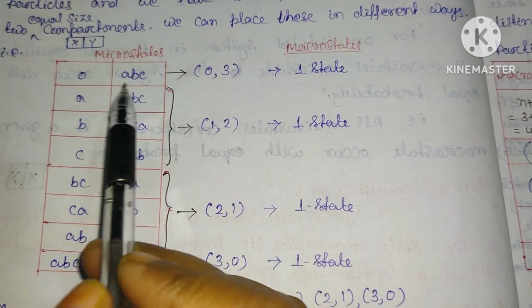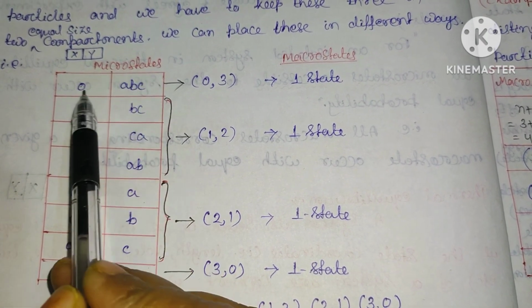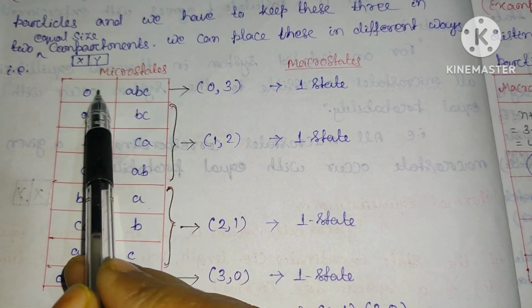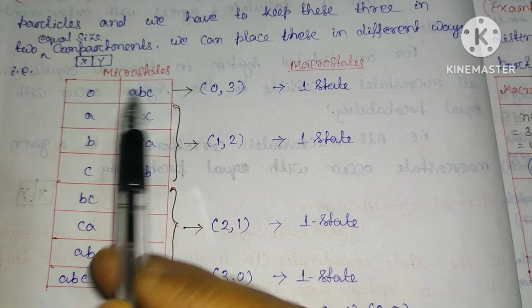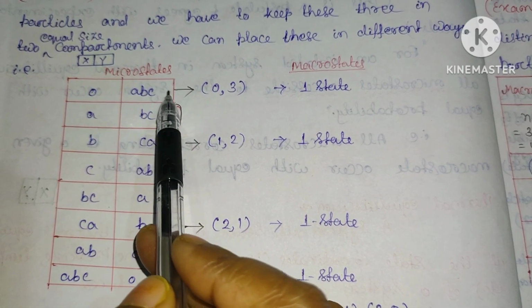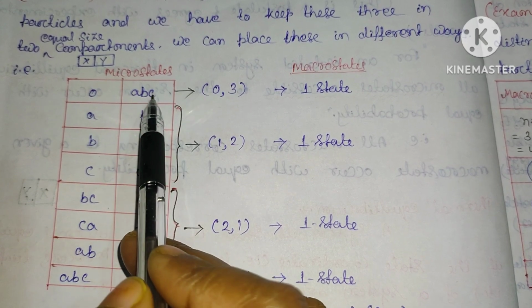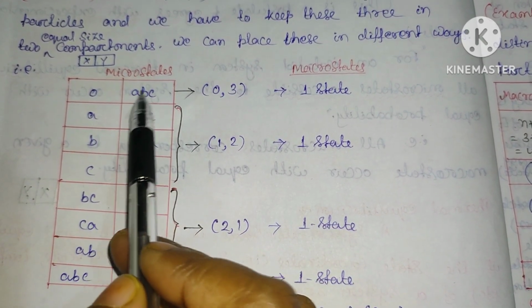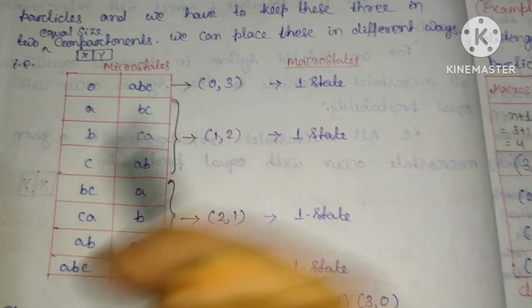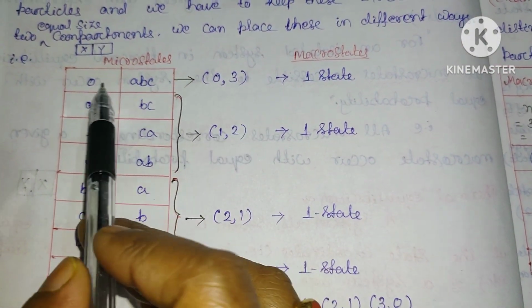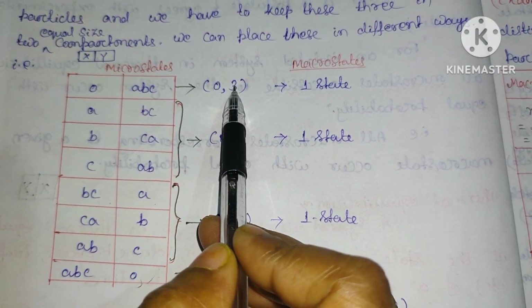So in the first case, you can see that there will be no particle in the X compartment, and there are the three particles in the Y compartment. So if we cannot distinguish between A, B, C, we can consider the three as A. So in that case we can say that the three particles are here. So the first possibility is 0, 3.